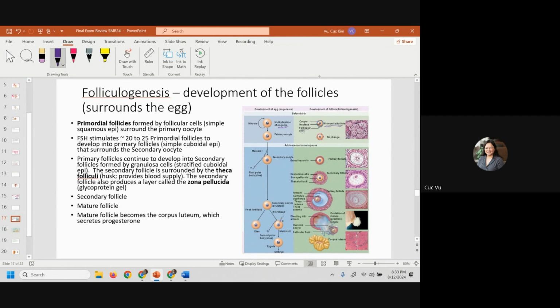Okay? So when the egg is developing under mitosis, going from oogonia to primary oocyte, the follicle does not change. So there's no change in the follicle. The follicle only changes at puberty. So at puberty, that's when you start to see a change in the follicle that surrounds that ova. And the reason for that is because at puberty, what hormone is released?